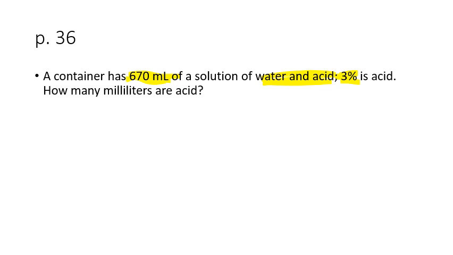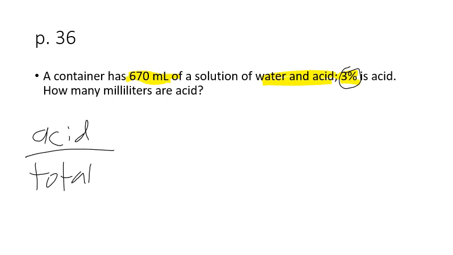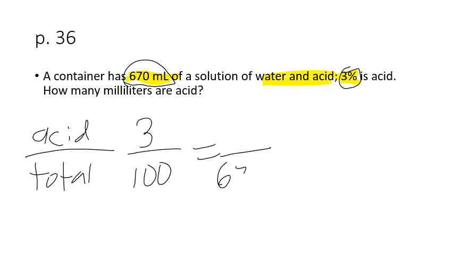So in this problem, what two things are we comparing? We're comparing the acid to the total liquid, the total solution. So the first number it tells us is 3%. Even though that's only one number, we can actually make that a fraction, right? We know that that means there's 3 out of 100 milliliters would be acid. If the container has 670 milliliters, is that 670 milliliters of acid or 670 total? We know it's 670 total. And once again, we're going to use a variable to represent our unknown value.